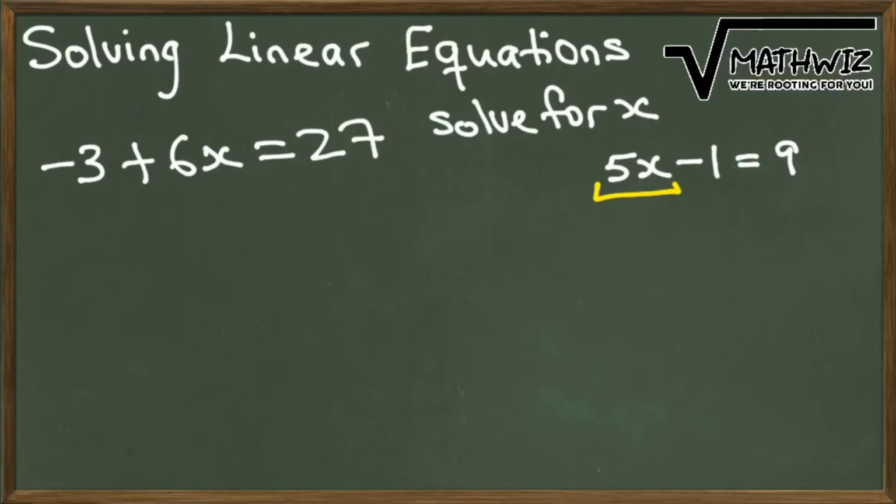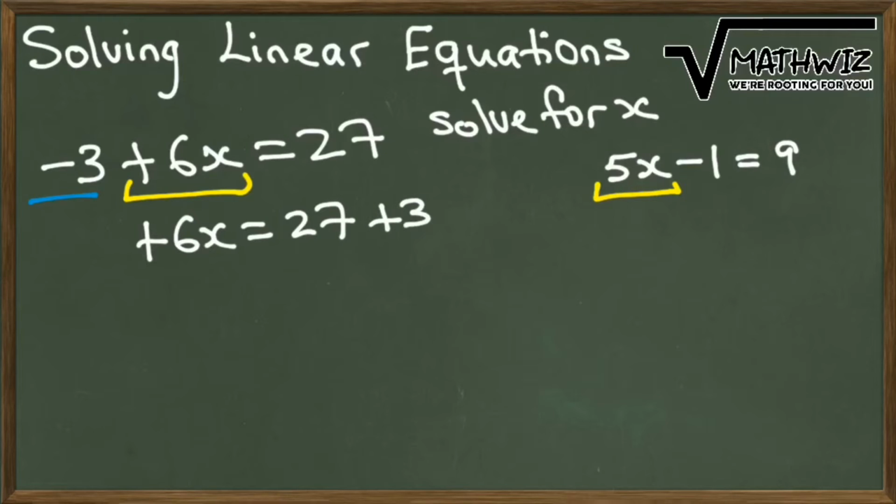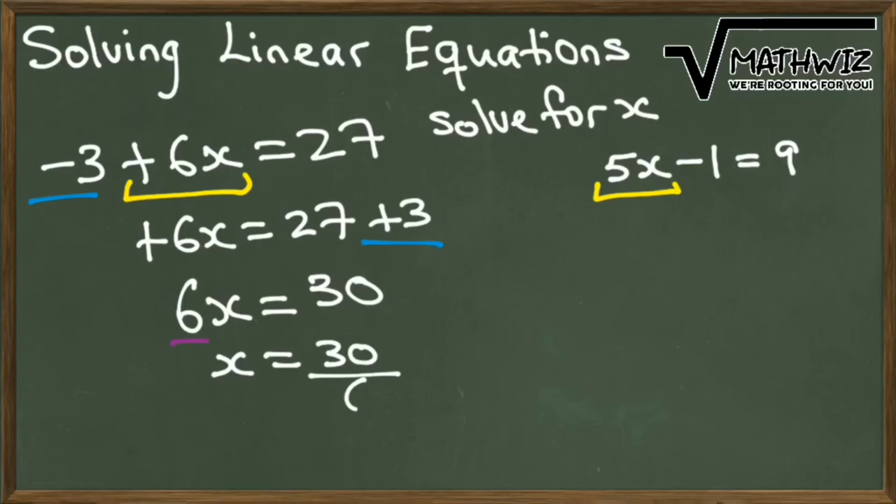So it will be the same thing again. We're searching for the x, so no, we do not move the 6 first. So this minus 3, when we take it to the opposite side, it will become plus 3. Right, and then we don't need to have plus 6x, so we have 6x is equal to 27 plus 3, which is 30. And the 6, which is multiplied, when you take it across, you divide. And 30 divided by 6 is 5.